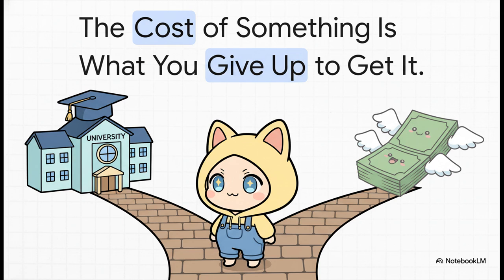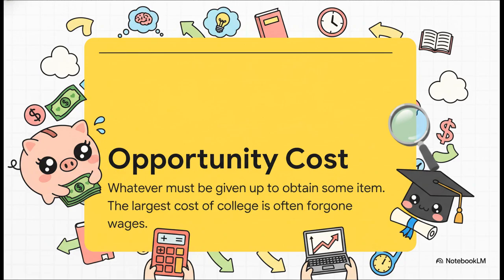And that brings us right to principle number 2. The cost of something is what you give up to get it. Economists have a specific name for this: opportunity cost. It's not just the sticker price on something, it's whatever you had to give up to get it. Take going to college, for example. The cost isn't just tuition, room, and board. For most people, the biggest cost is actually the 4 years of salary they could have been earning if they'd worked instead. That's the opportunity cost.